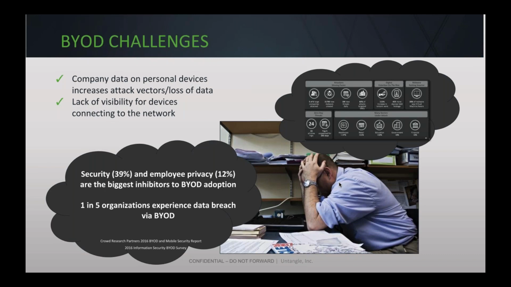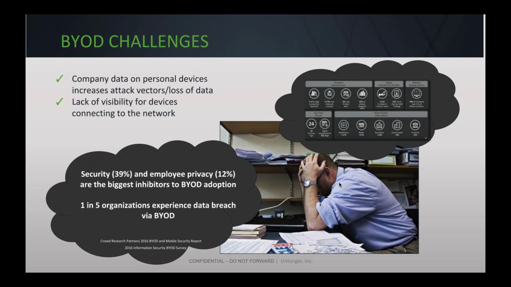You can see the biggest inhibitors to BYOD adoption are security and employee privacy. That's changing a little bit, obviously. For better or worse, privacy standards are changing, in the States and throughout the world. As you can see, one in five organizations have experienced a data breach via BYOD. To me, that's almost unacceptable. You bring your own device onto my network and we're getting malware or ransomware because of your device.